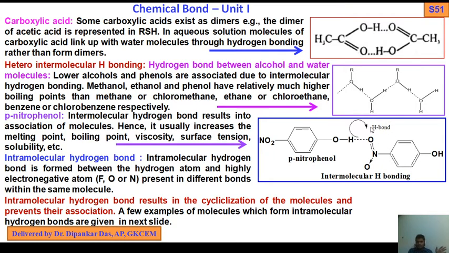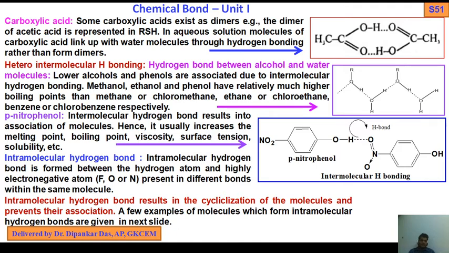Here, between molecules of the same kind, an intermolecular hydrogen bond is formed. So para-nitrophenol, and alcohol and water, form hetero intermolecular hydrogen bonding, or you can simply say intermolecular hydrogen bonding. It is an intermolecular association of the same or different molecules. There is no question of a hydrogen bond being formed within the molecule.